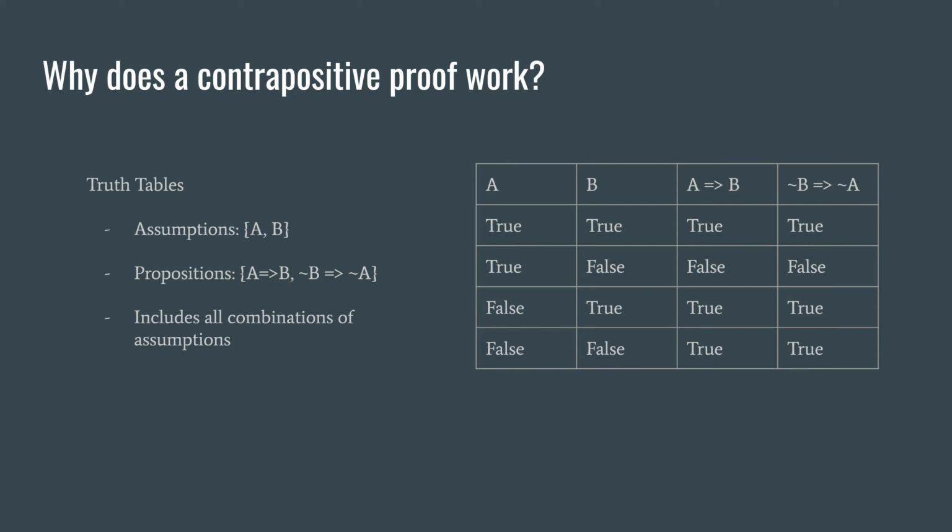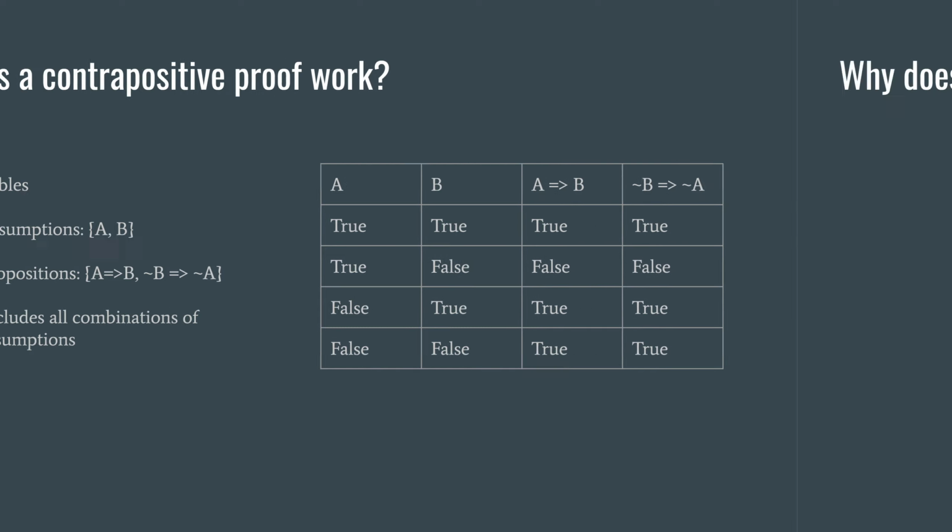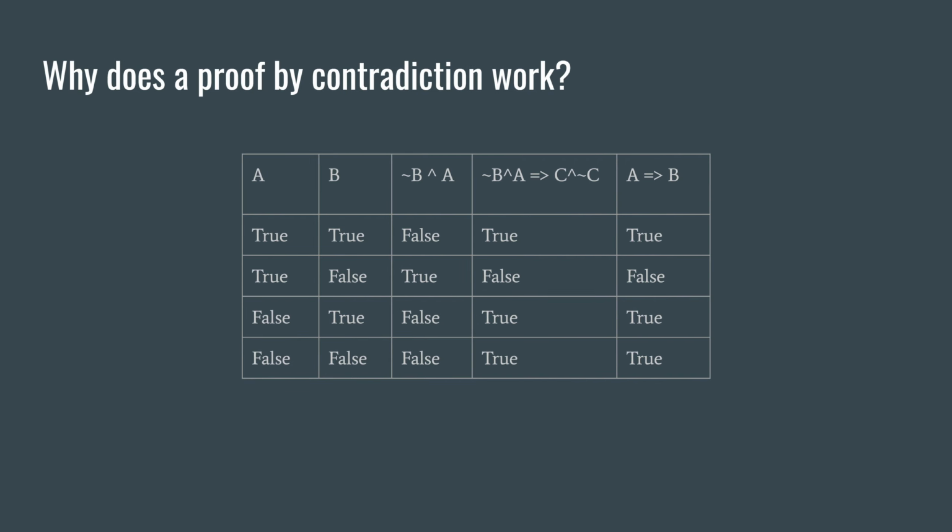Observe A implies B is true whenever A is false, because when A is false, we are making no assertions about the validity of B. We can use contrapositive proofs to prove propositions because its column values are equivalent to that of a direct proof. Observe that the column values of a proof by contradiction are the same as those of a direct proof.